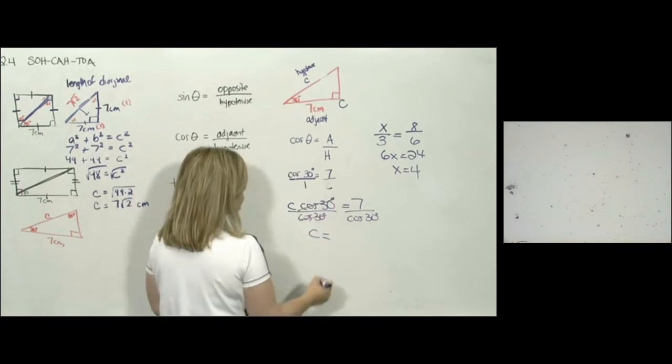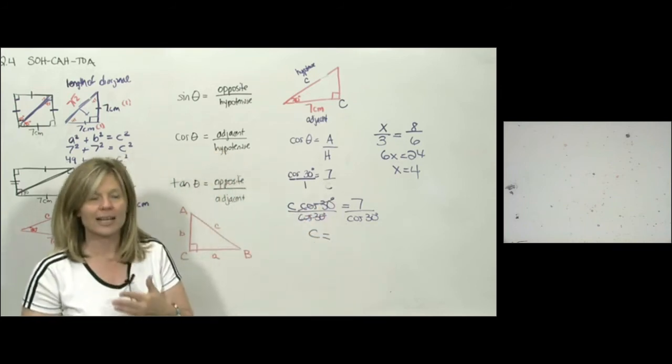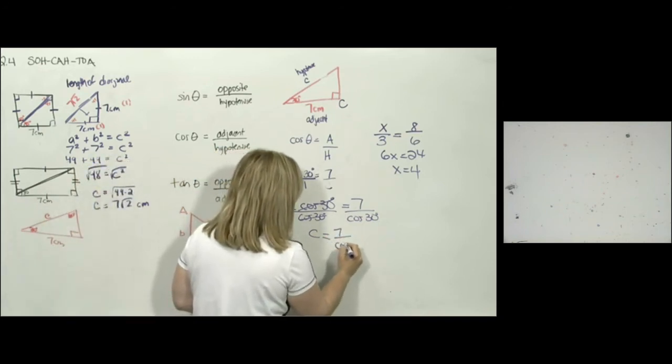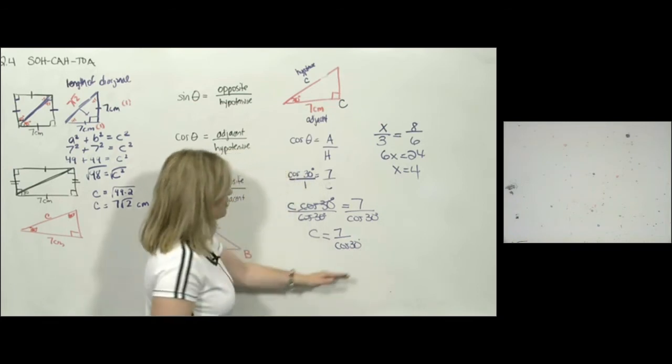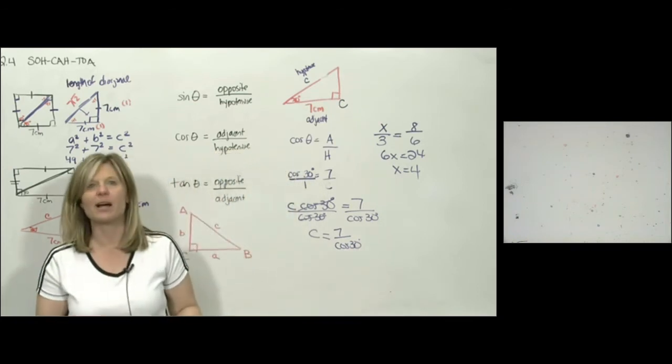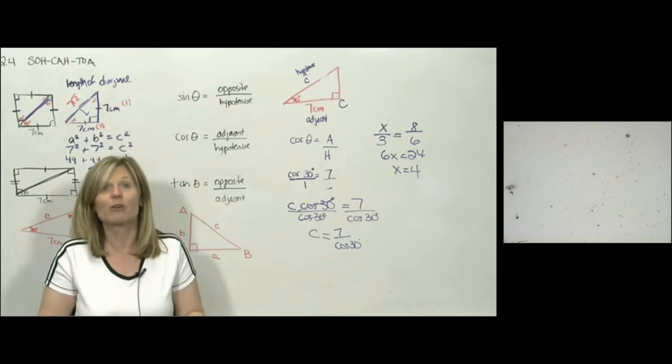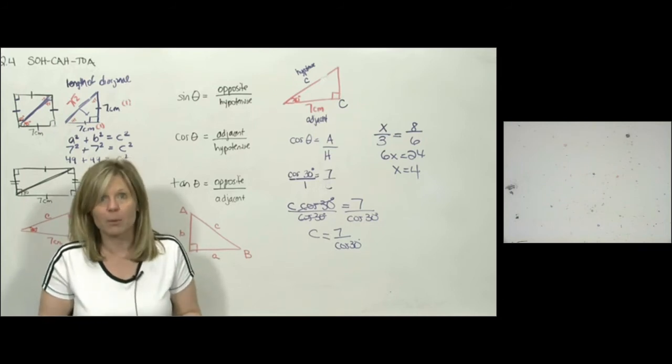There's C equals. Now when I was in school, again, we didn't have calculators. We had to write, this was the answer. But you know what? That means nothing. What is 7 divided by cosine of 30? You guys are so spoiled. You can now go use your calculators and find out what that number is.